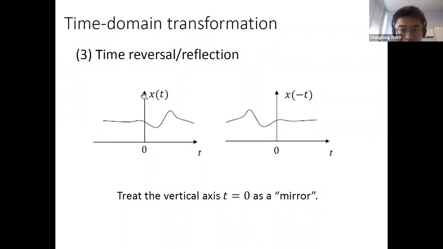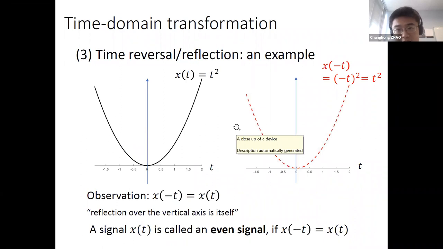We treat it as a mirror. Originally for this signal, we move along time t to the positive direction, to the right. We first have a valley and then a peak. But after the mirroring, we move to the left instead of right. We also first go through a valley and then a peak. So it's just like the signal is standing in front of the mirror and then changes to x of minus t. It's intuition, not very hard.